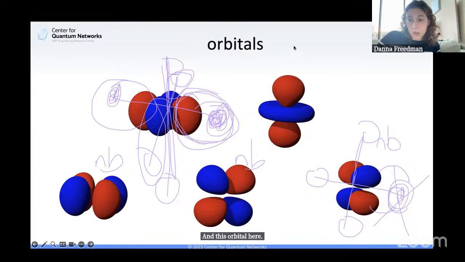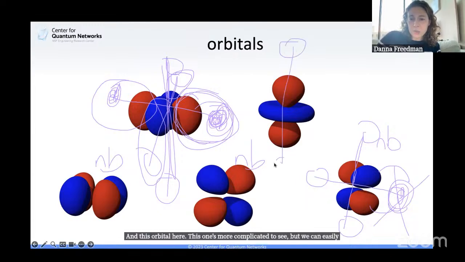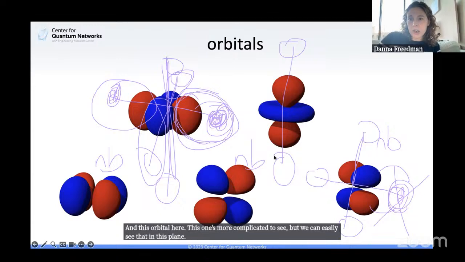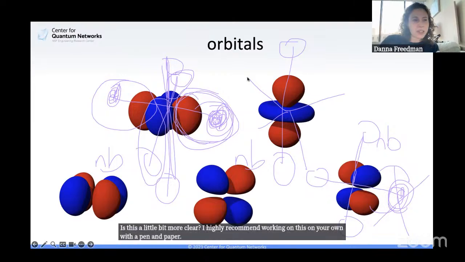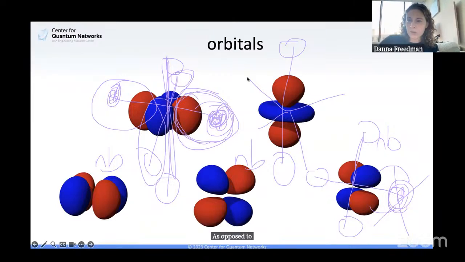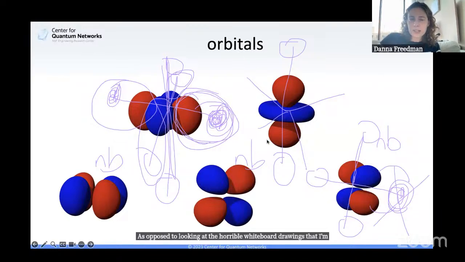This one's more complicated to see, but we can easily see that in this plane, we'll have a bonding interaction. So we know that no matter what's happening, we'll have some sort of bonding interaction. Is this a little bit more clear? I highly recommend working on this on your own with a pen and paper, as opposed to looking at the horrible whiteboard drawings that I'm trying to execute here.